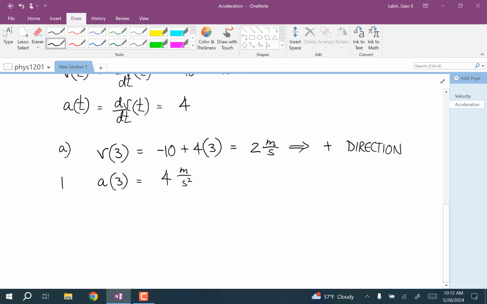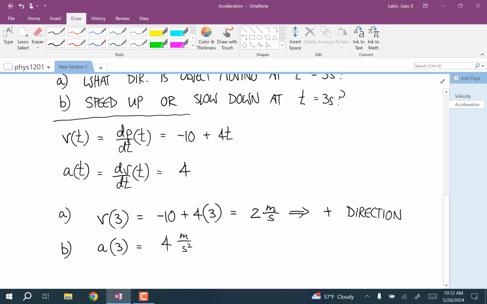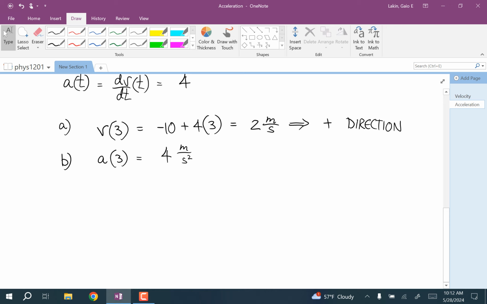Now I guess I'll make this the start of calculating B. Okay, so is it speeding up or slowing down? Well, velocity and acceleration are both positive. So it's speeding up in the positive direction.